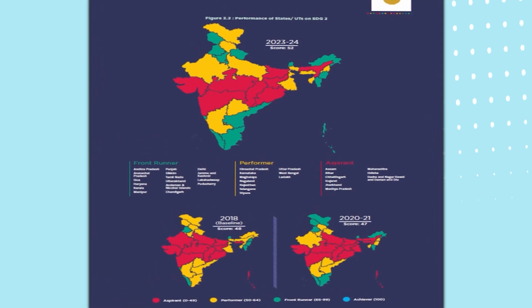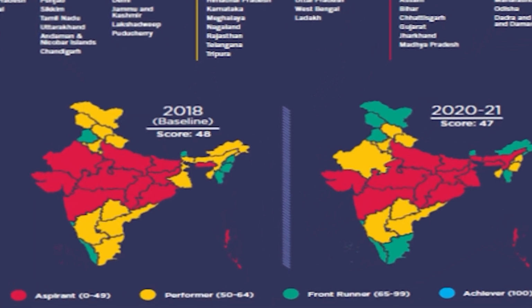Here, if you look into this map, you will be able to understand, as we are repeatedly discussing, the scores of different states. We have four categories of scores, the performance divided into four categories. Those with a score of 0 to 49 are put as aspirant. Performers are those states with a score from 50 to 64, represented by yellow here. Green here is front runner, that is a score of 65 to 99. Those states with 100 are called achiever.